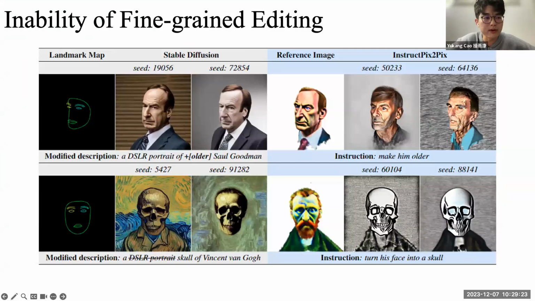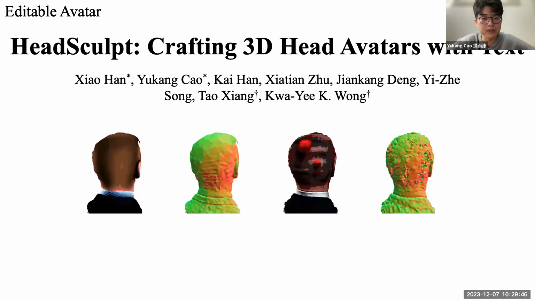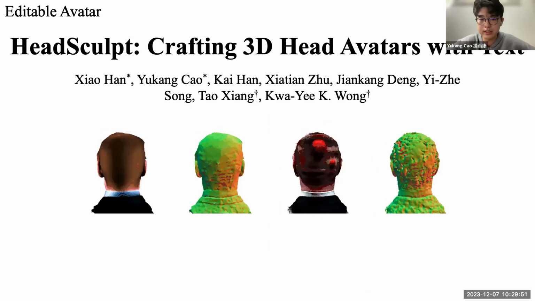The other one is fine-grained editing. Although InstructPix2Pix can edit 2D images based on instructive prompts, it can barely maintain the original identity or produce good-looking images. So by then, no 3D methods had been explored to achieve the editing task in 3D space. Therefore, we have proposed a new method called HeadSculpt, crafting 3D head avatars with text.